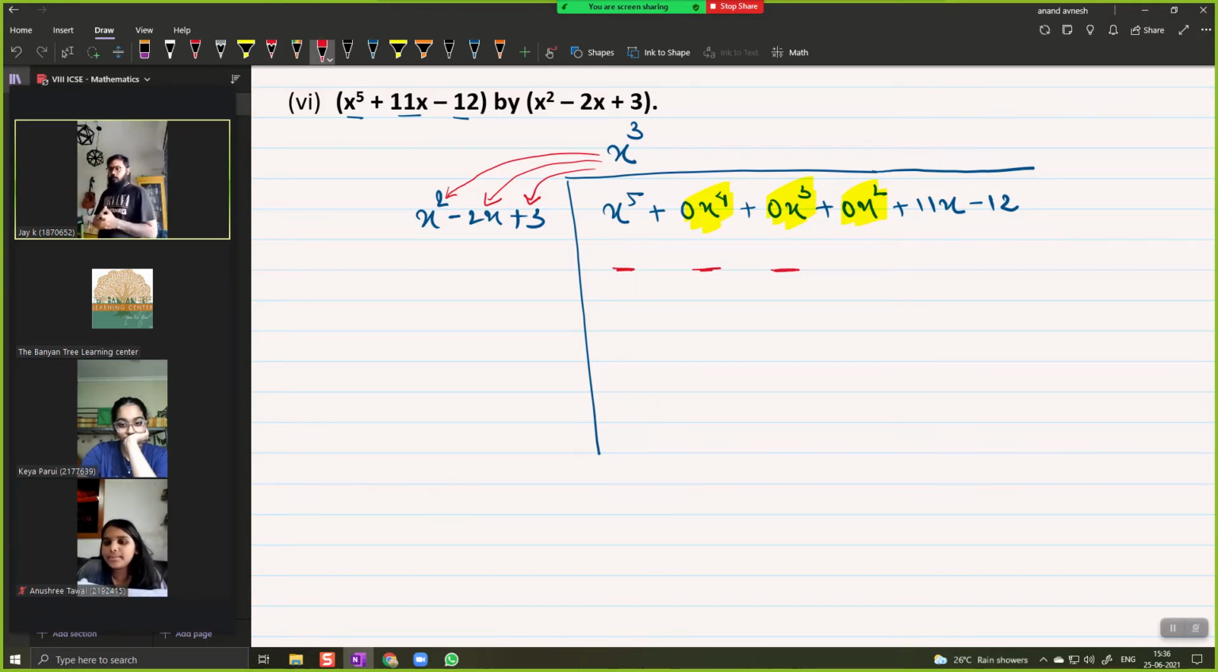We write it wherever suitable under the like terms, but below the dividend. Chalo, tell me now, what will be the answer and where will you write it? Under x to the 5 we'll write it. X cube into x square, how much do you get? X to the 5. Very good. You will write it under x raised to 5 because they are both like terms. X cube into 2x, how much will you get? Minus 2x to the 4. Very good. Minus 2x raised to 4.